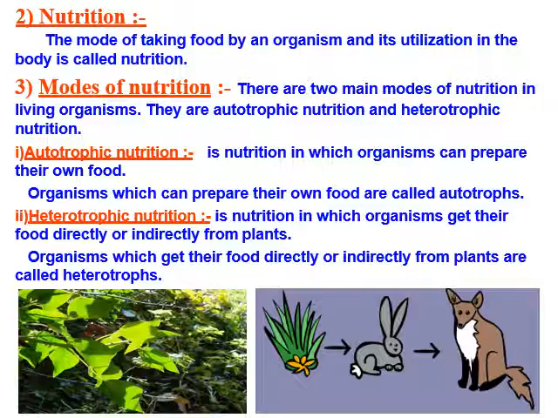First is autotrophic. What is autotrophic? The nutrition in which organisms can prepare their own food. Auto means self. So, organisms that can prepare their own food are called autotrophs. And another mode of nutrition is the heterotrophic mode, the nutrition in which organisms get their food directly or indirectly from the plants. Organisms which get their food directly or indirectly from plants are called heterotrophs.